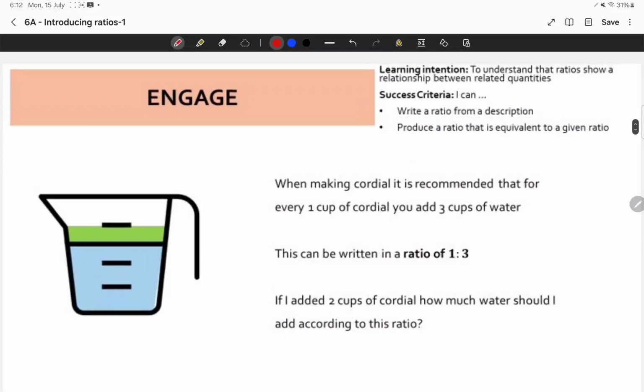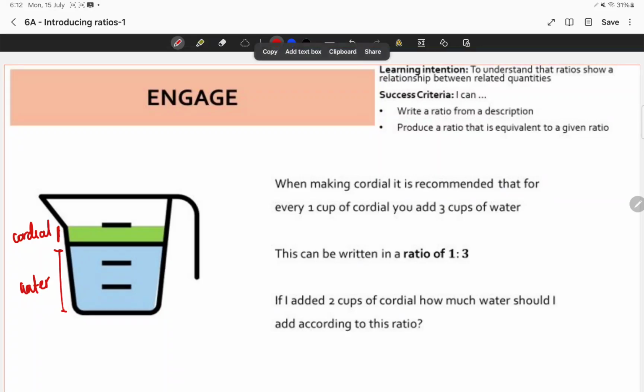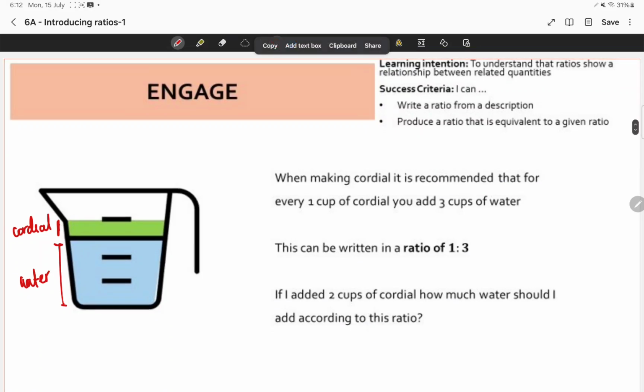So firstly, we'll have this exercise to think about as an illustration. When making a cordial, it is recommended that for every 1 cup of cordial, you add 3 cups of water. So you write it as a ratio of 1:3. Just like it has here on this measuring jug, we have 1 cup. The green would be representing the cordial, and over here, this would be the water. So we have 1 cup of cordial is to 1, 2, 3 cups of water. That's just the illustration that we have.